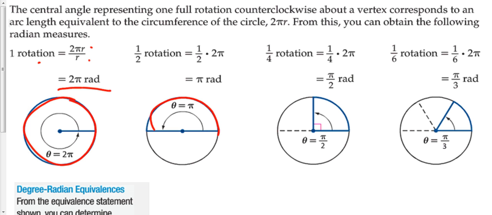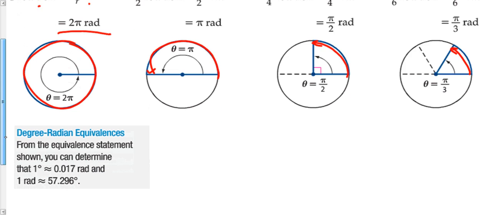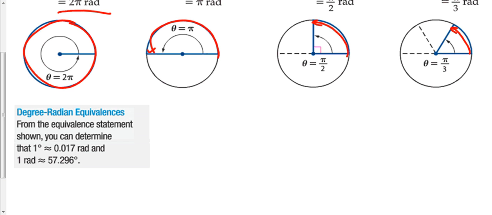Okay? Halfway around the circle is going to be pi. Okay? Because that's half a rotation. So that's 1/2 times 2 pi, right? Pi. Okay? A quarter of a rotation around the circle is going to be pi over 2. And then a sixth of the way around the circle is going to be pi over 3. Okay? And these distances become more and more common to you as we go through trigonometry. Okay? Interesting note here is that 1 degree is equal to 0.017 radians, and 1 radian, like I said before, is equal to 57.296 degrees.